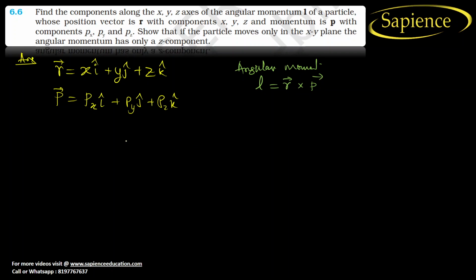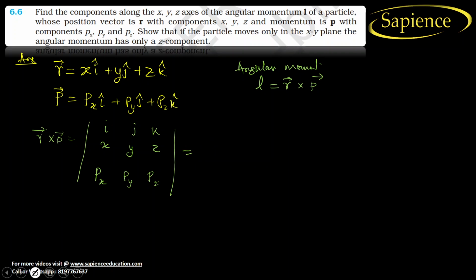So how to do this cross product? It is three dimensions. If you want to do R cross P, this can be written as the determinant with i, j, k. In place of R, we write x, y, z, and in place of P, we write the third component Px, Py, Pz. And now we need to find the cross product.